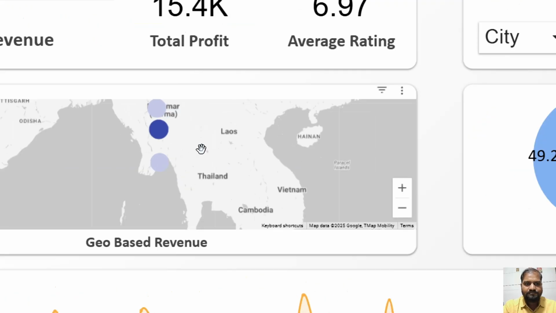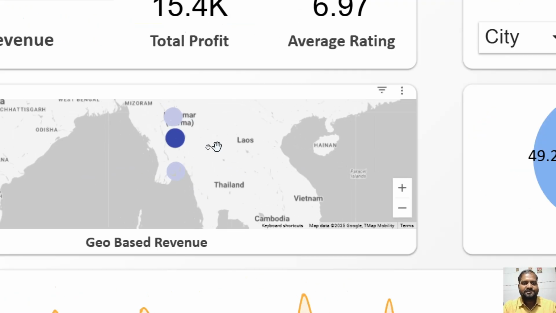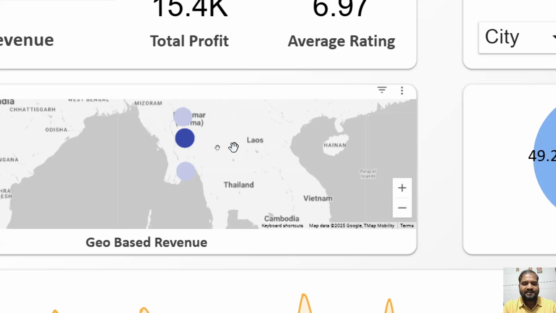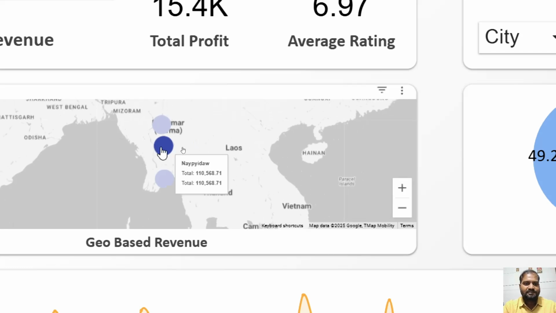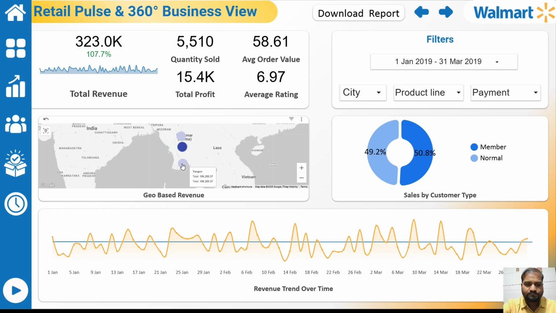Here is a geo chart which shows the total revenue based on the different cities. This helps us understand which city is contributing more to the sales. The deepest blue color is Naypyidaw, showing that most sales is 110,000, followed by Mandalay and Yangon.